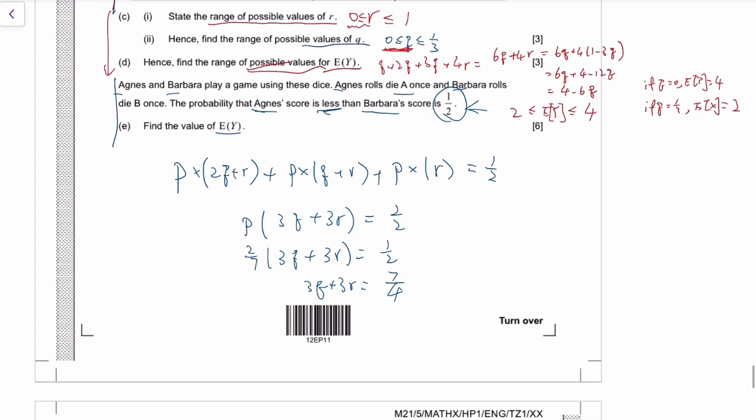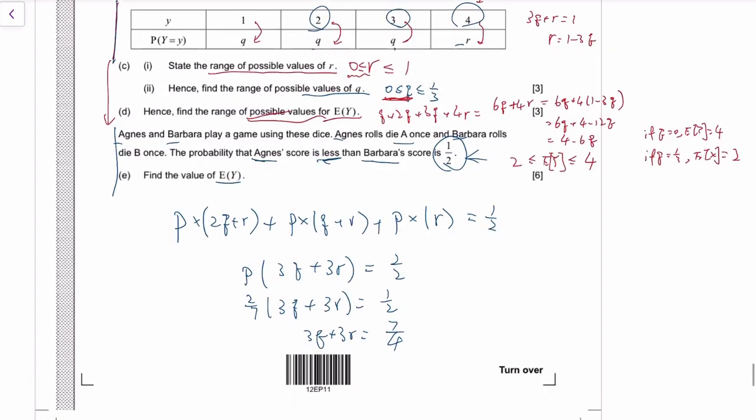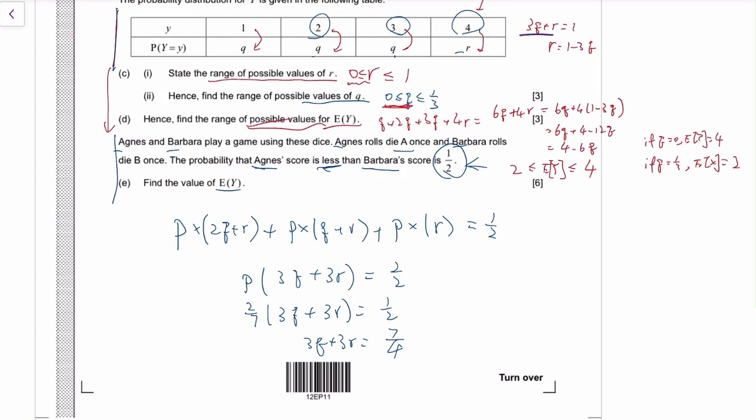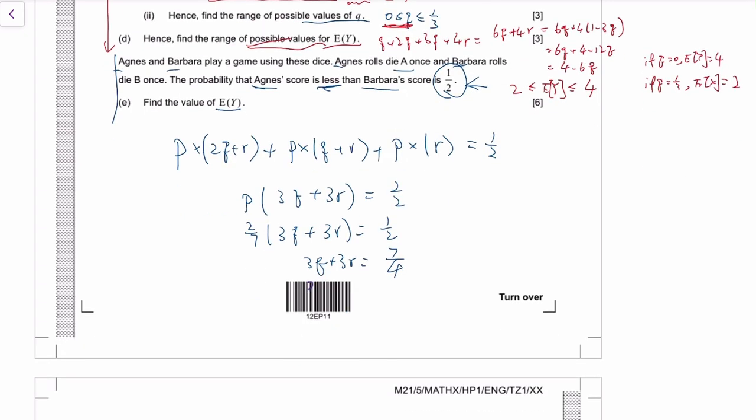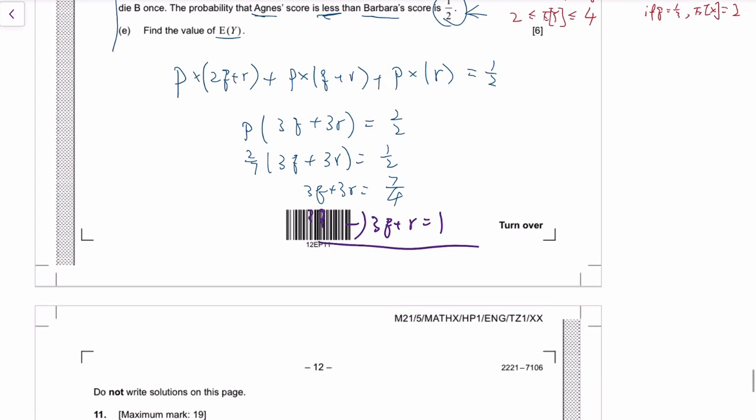Alright, obviously we need one more equation to solve this, but remember we also know this. 3Q plus R is 1. So 3Q, you can't see it. 3Q plus R is 1. We subtract. So 3Q minus 3Q cancel out. 2R is like 3/4. So R is like 3/8.